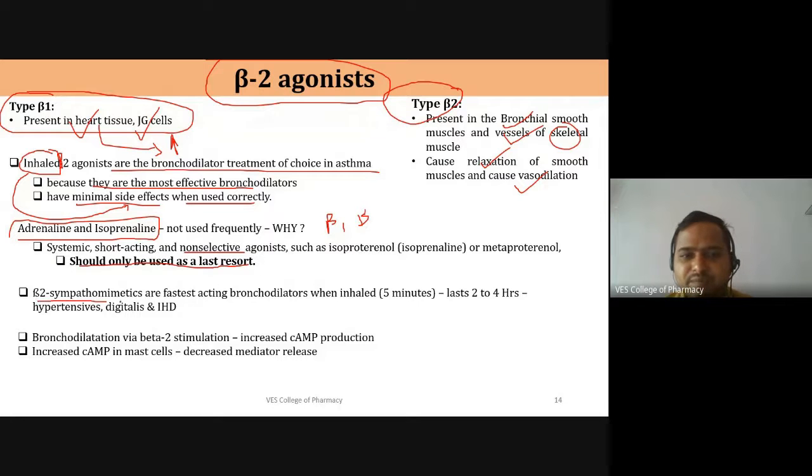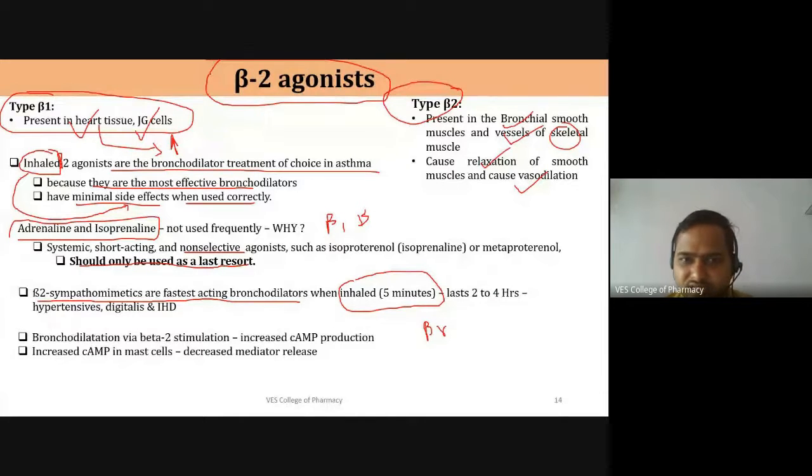Next one, beta sympathomimetics are fast-acting bronchodilators. As we know, when we are taking them through inhalation, you will get the effect within 5 minutes. Which effect are you able to see? Bronchodilation. So does anyone know the mechanism by which this beta 2 agonist works? Anyone know? You already learned about the adrenergic system, right? In the last to last semester, I hope. Okay, we'll see about it.